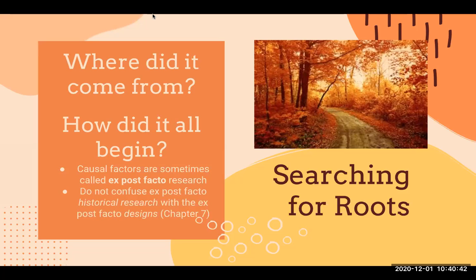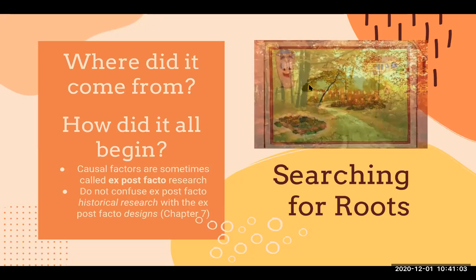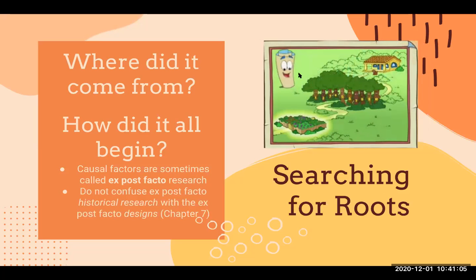So questions you might want to ask yourself would be, where did it come from? How did it all begin? And note that causal factors are sometimes called ex post facto research, but this should not be confused with ex post facto historical research. Historical research should not be confused with the ex post facto designs. So in this, we should be searching for roots. And the example for this, going back to the Dora metaphor, would be that we would need to go back through the map to figure out where your idea came from.